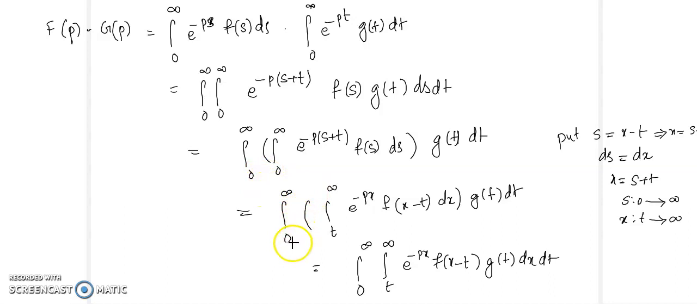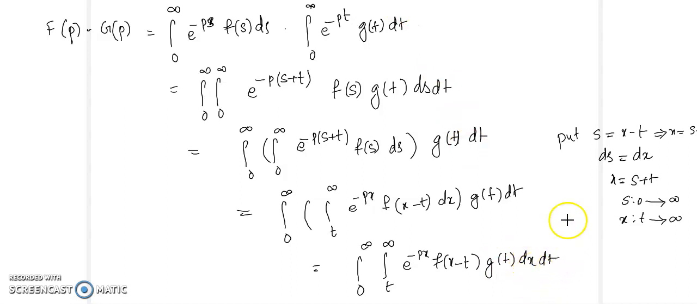So you will get integral 0 to infinity, then replacing this integral in terms of x, integral t to infinity e raised to minus px, f of s becomes f of x minus t, ds is equal to dx, g of t dt. So therefore we can write the integral as integral e raised to minus px f of x minus t g of t dx dt. Now what we do here is we will now reverse the order of integration.